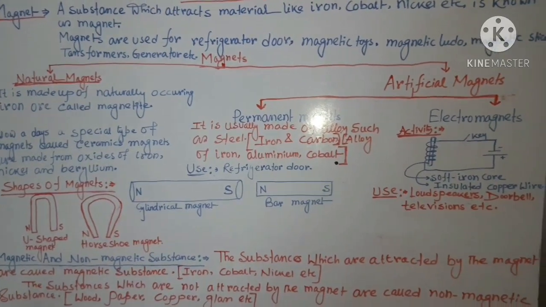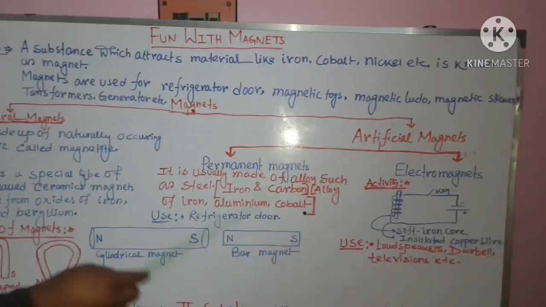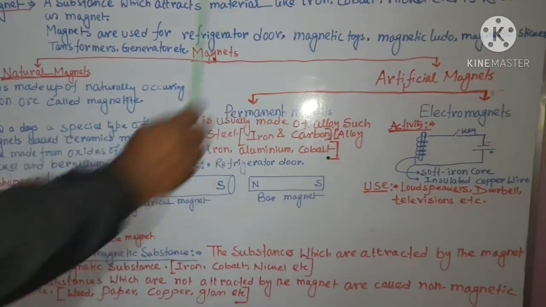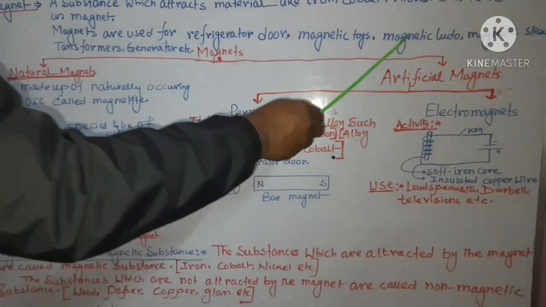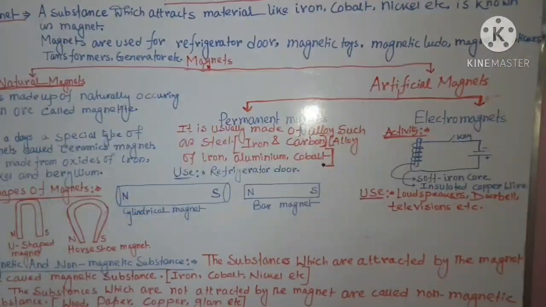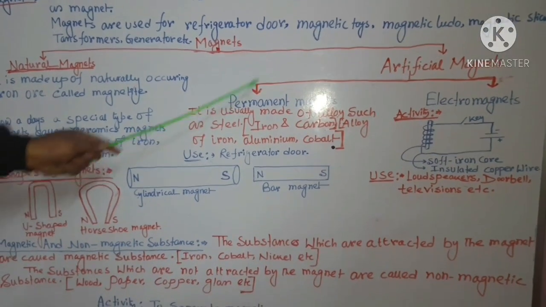Now, the permanent magnet we are using in refrigerator door. The permanent magnet we are using in magnetic toys. We are using in magnetic ludo. We are using in magnetic stickers. So therefore there are so many applications of permanent magnet.